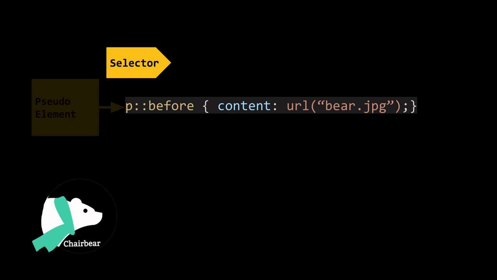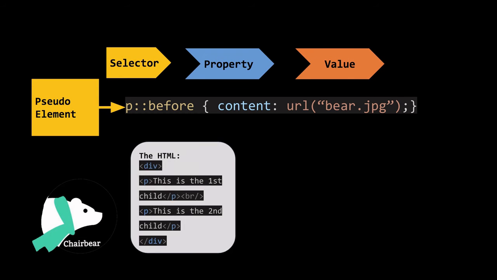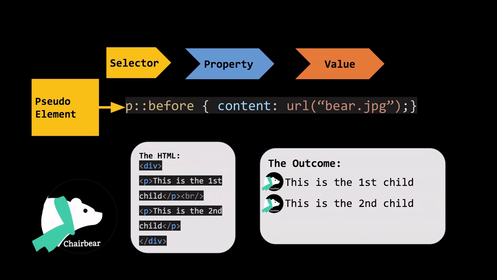A pseudo element starts with a double colon, and is used to select specific parts of an element. For example, the before and after pseudo elements. These allow us to add content either before or after an element.